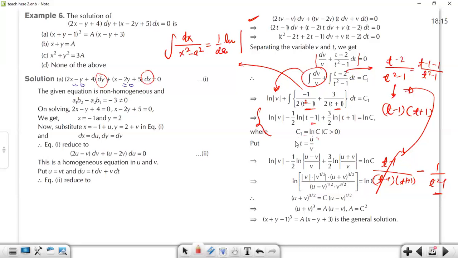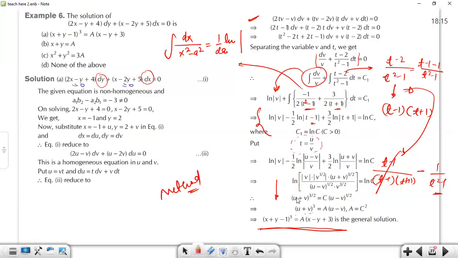Then after integration, we'll back substitute the value of t in terms of u and v. After solving it further, understand the gist, understand the method. After back substituting the value of u and v, we will further substitute the values of u and v in terms of the original variables x and y. So this is now the general solution. Understood? Or should I solve it?